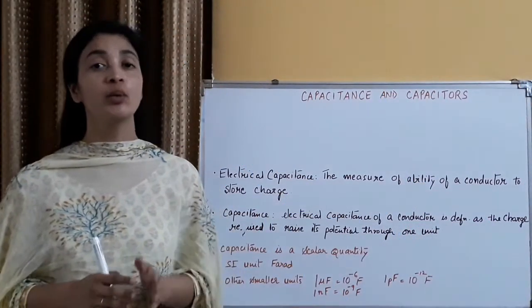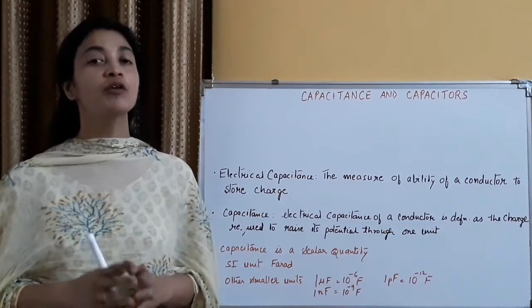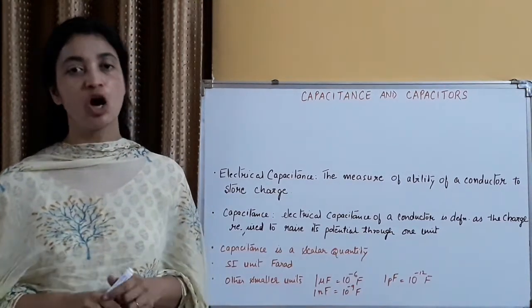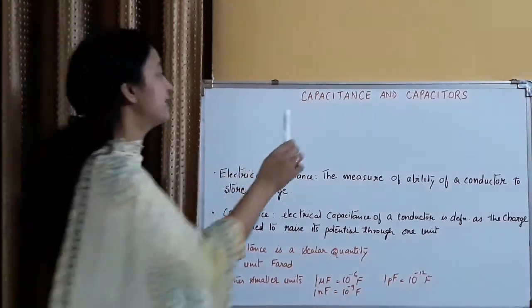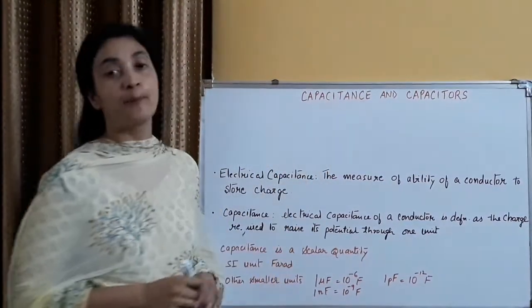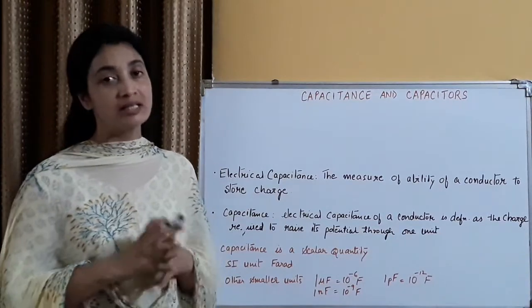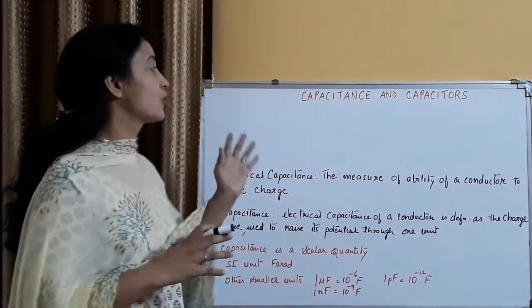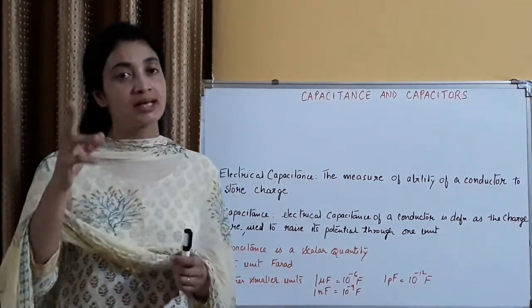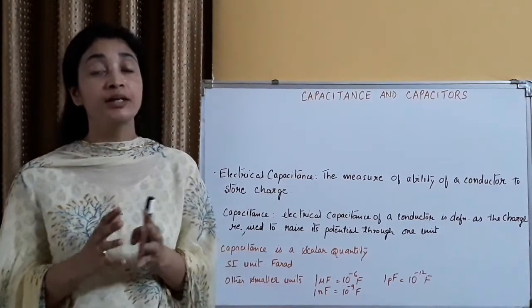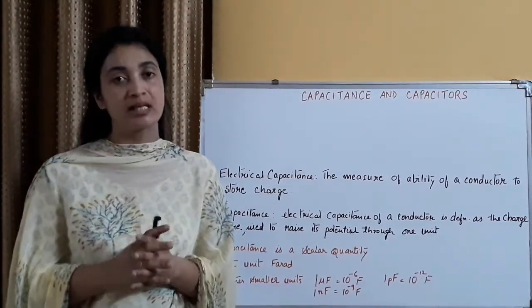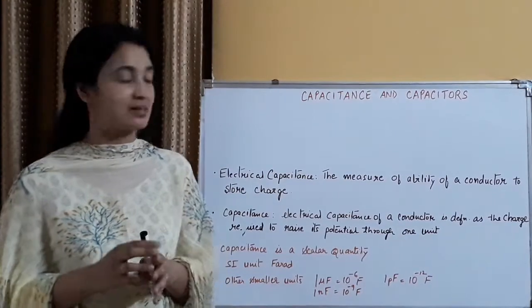We are continuing with our second chapter, and now we have arrived at one of the important topics of the second chapter, that is capacitance and capacitors. From the derivative root word itself, capacitor or capacitance gives us an idea about an ability to store, capacity, ability to store or capacity.